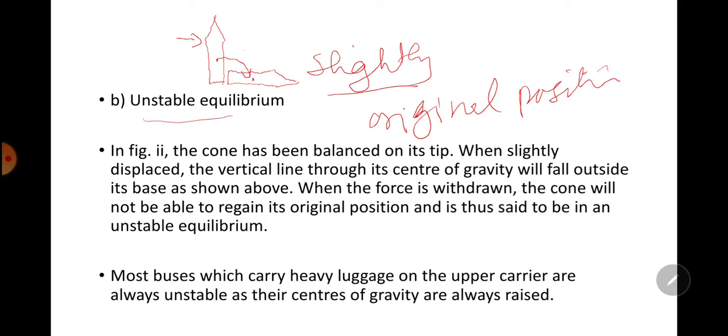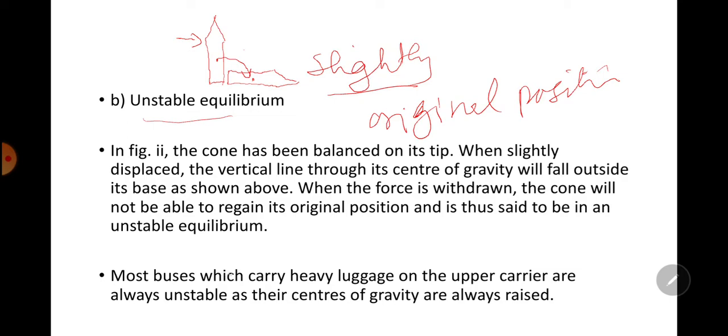So its center of gravity does not regain its original position after a slight tilt. So it is called unstable state of equilibrium. The cone has been balanced on its tip. When slightly displaced, the vertical line through its center of gravity will fall outside its base. When the force is withdrawn, the cone will not be able to regain its original position and is thus said to be in an unstable equilibrium.